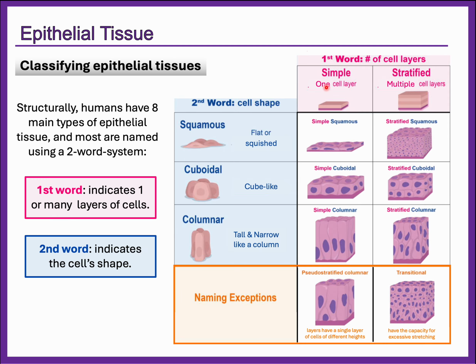That's our first word. So look at all these tissues. Simple, simple, simple. Do you see that there's simply one layer of cells? Stratified has many layers, many layers, many layers, right? Now, the second word you're going to use is the shape. You're either going to say squamous. Squamous means squishy, right? I always think of squishy. Squamous is like a squishy cell.